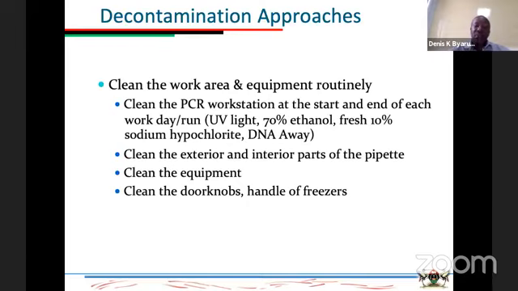There is no shortcut about cleaning of PCR workstations, because if you do allow any room, then you are going to face very serious potential for contamination. You clean the exterior and interior parts of the pipettes, clean the equipment, and make sure that periodically all the knobs and handles of freezers have been decontaminated so that you minimize as much as possible contamination.